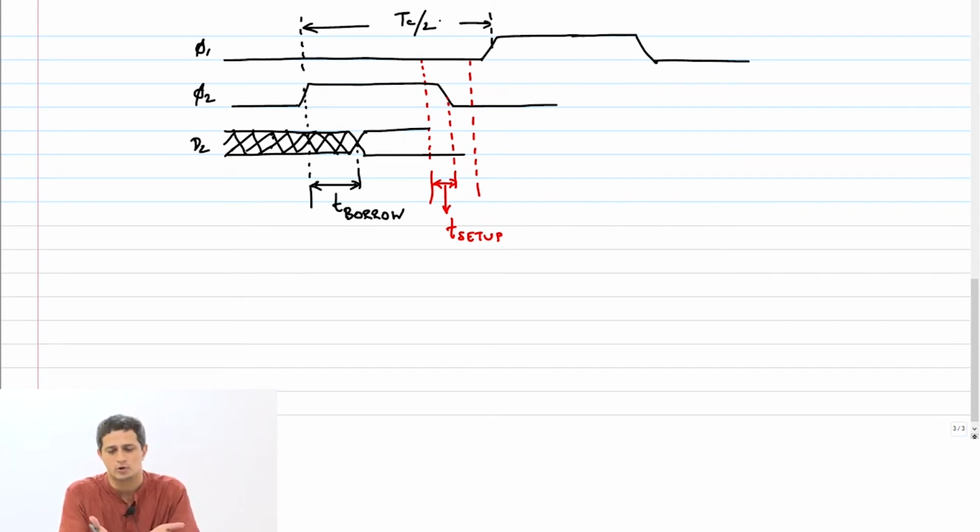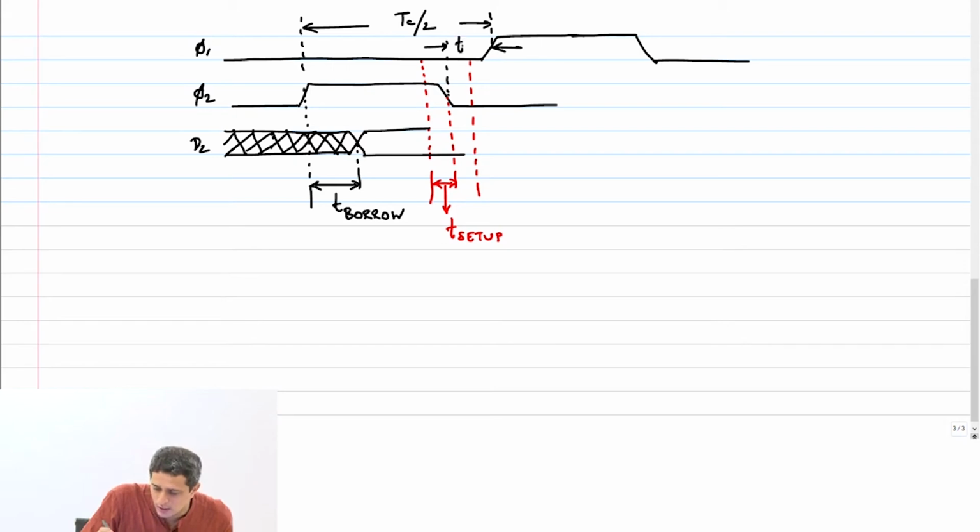Just think about it. Suppose this were basically zero non-overlap. Then what would happen? The duty cycle would be 50%. Both phi 1 and phi 2 would be on for Tc by 2. That's what I am showing here. This time is Tc by 2, and this time is basically T non-overlap.